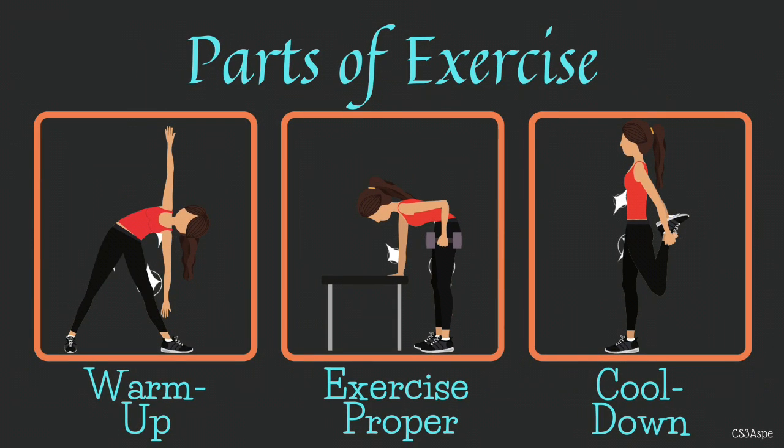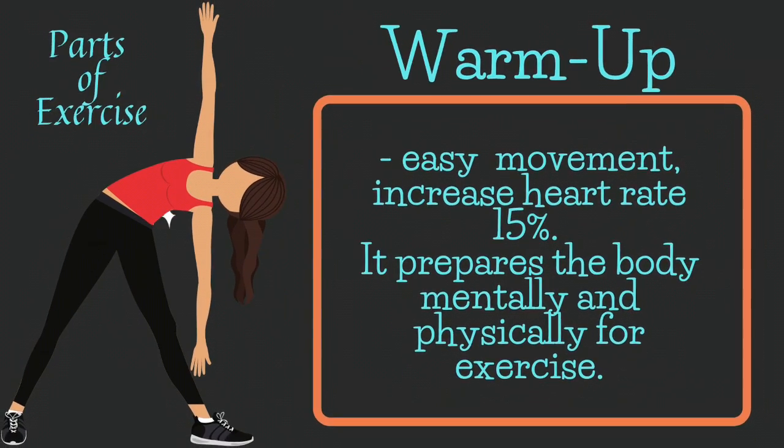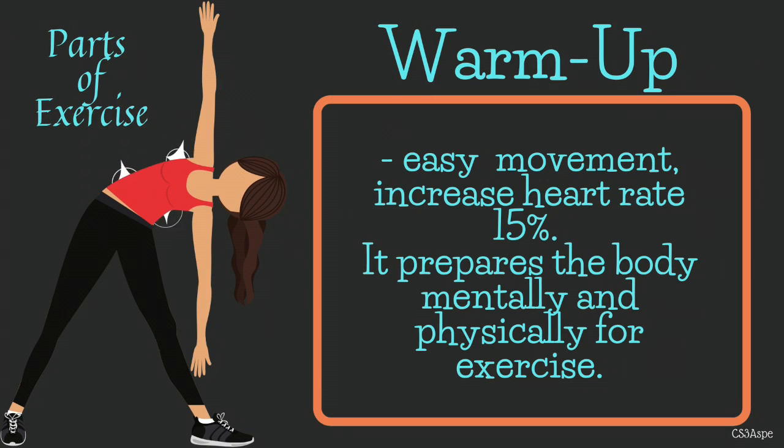There are 3 things every exercise program should have. These are the parts of exercise: warm up, exercise proper, and cool down. Warm up exercise, easy movement, increase heart rate by 15%. It prepares the body mentally and physically for exercise.